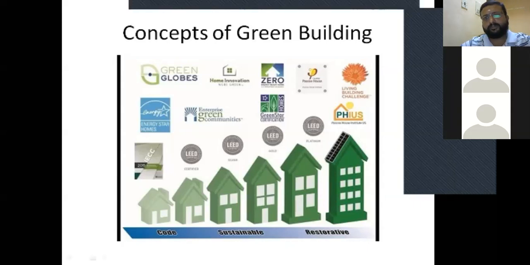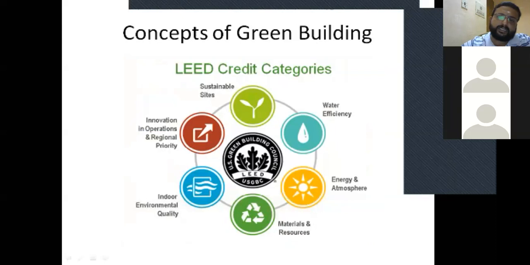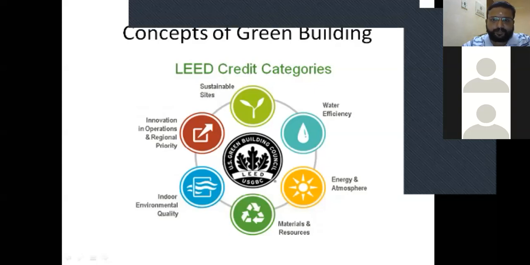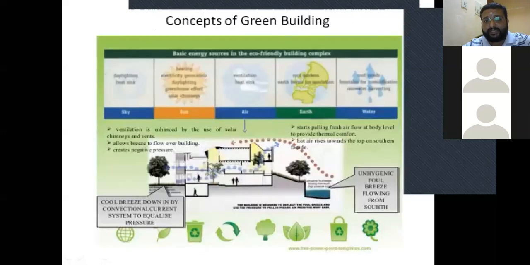Okay, now we will go to the next slide. These are the different LEED credit categories. Here you can see sustainable sites, water efficiency, energy and atmosphere, materials and resources, indoor environmental quality, innovation in operations and regional priority. If the building is able to satisfy the norms which are specified in each category, then depending on that, the LEED certification is given. So this is a very prestigious thing.